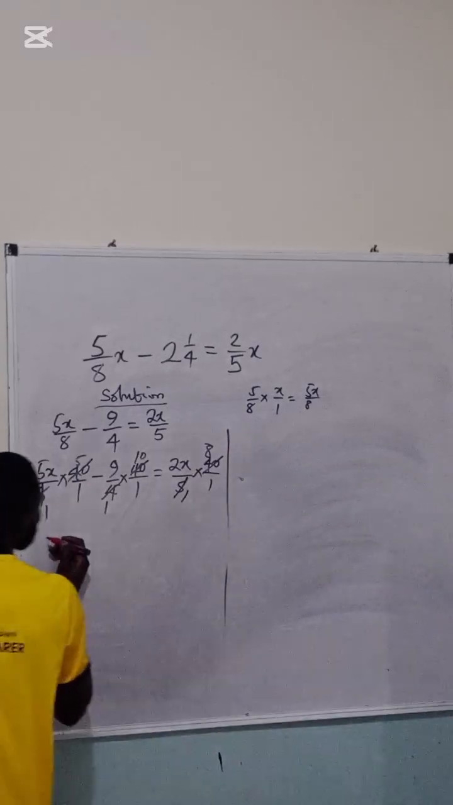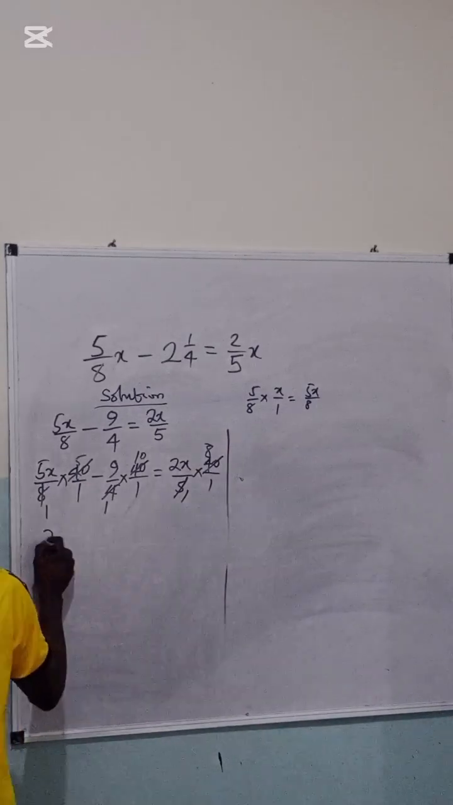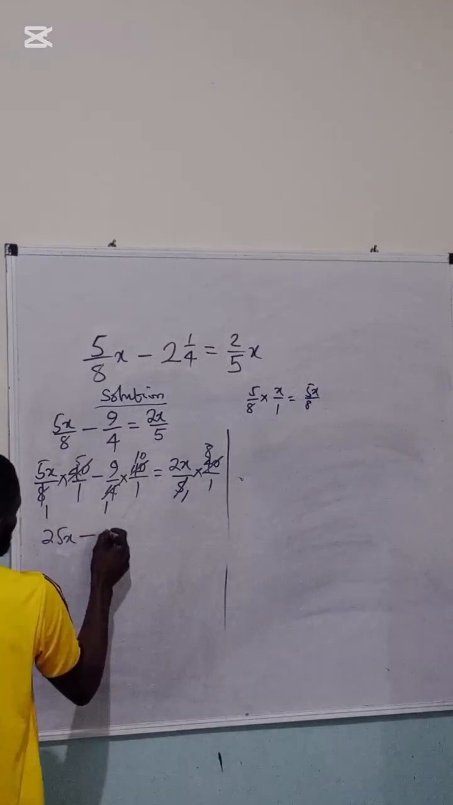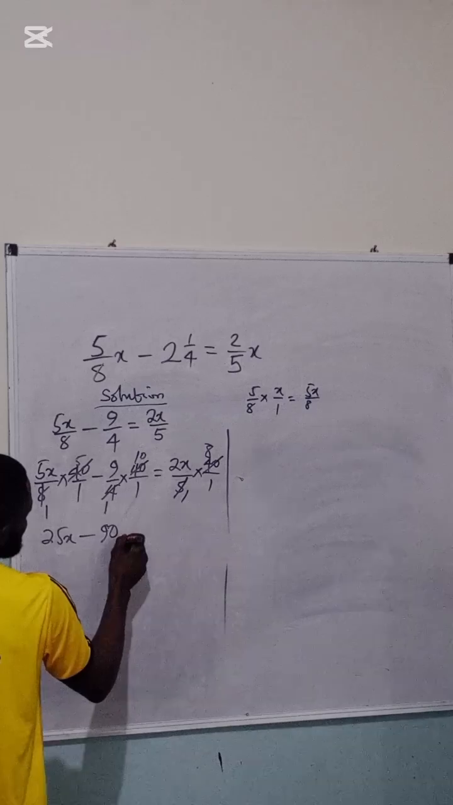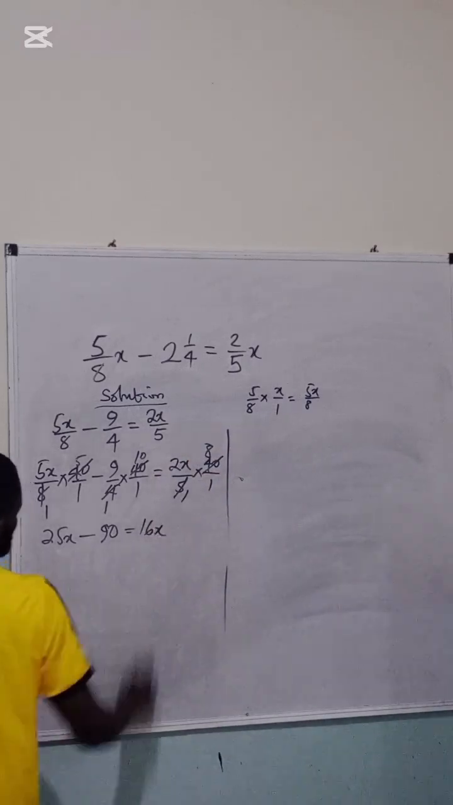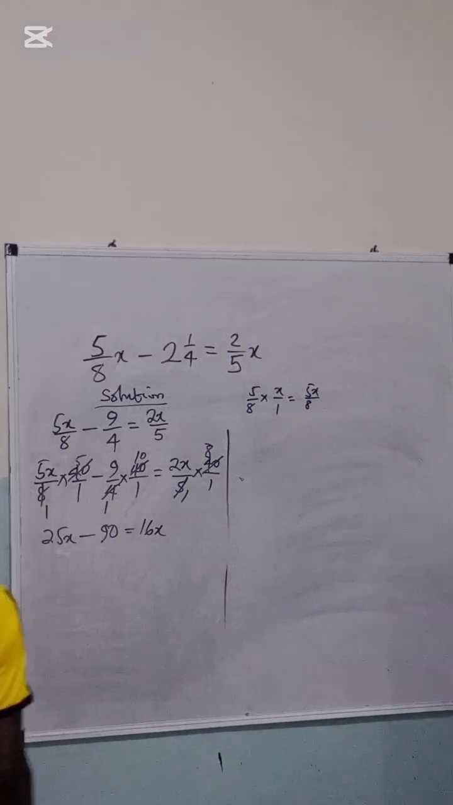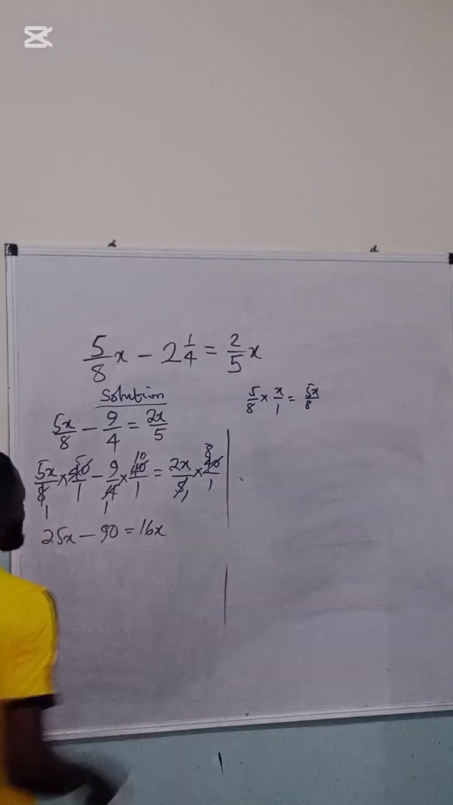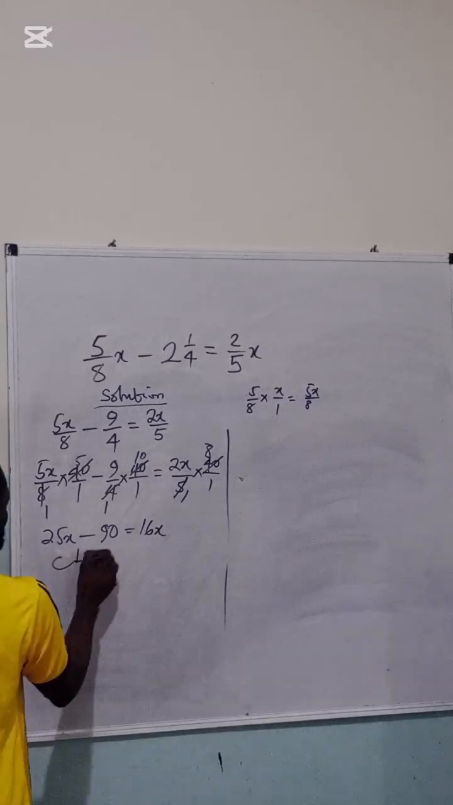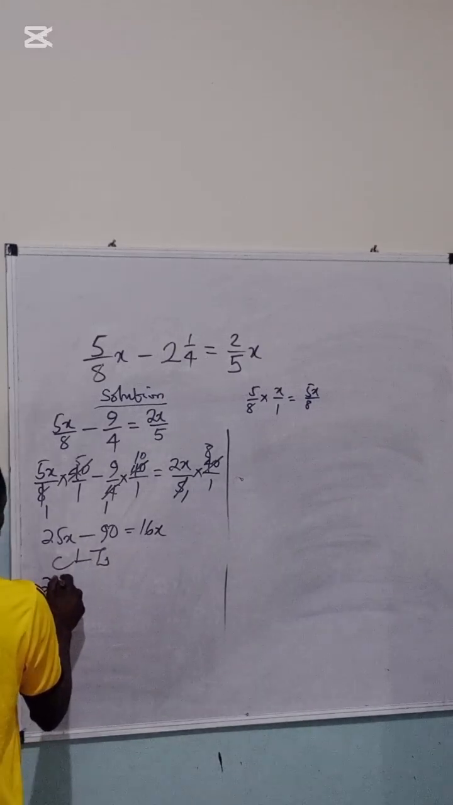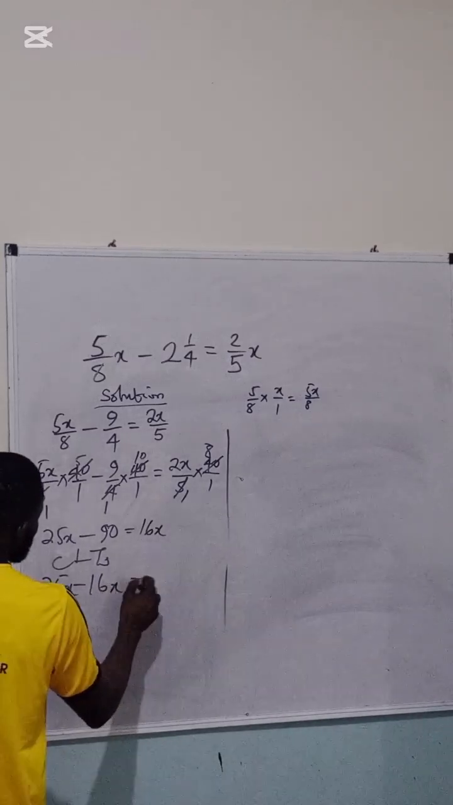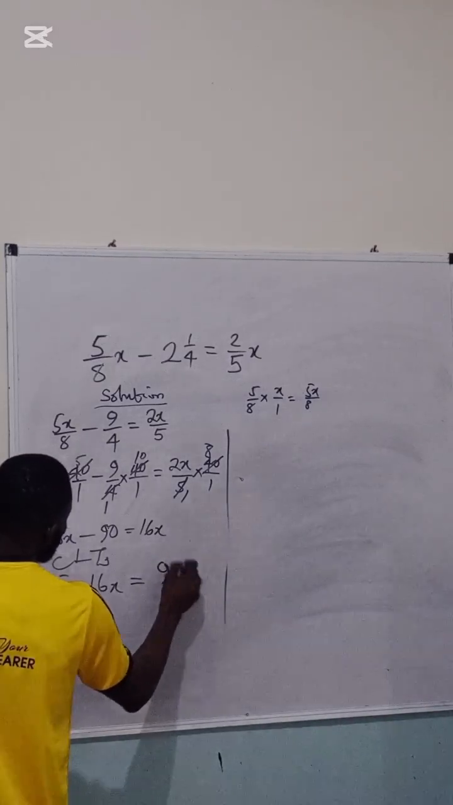So right now let's multiply the numerators, and this gives us 25x minus 90 equal to 16x. Now at the denominator we don't have anything again, so we now have a straight line equation. So the next thing is to collect the like terms. So we have 25x minus 16x equal to 90.